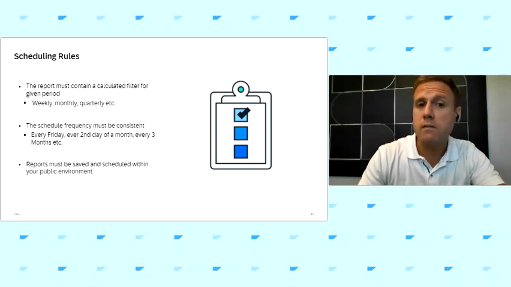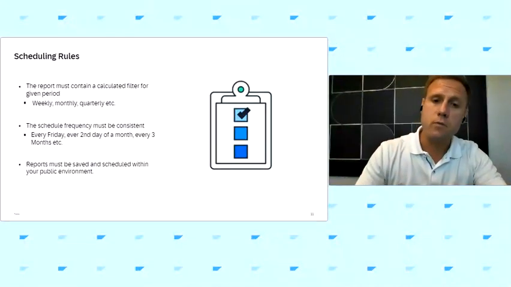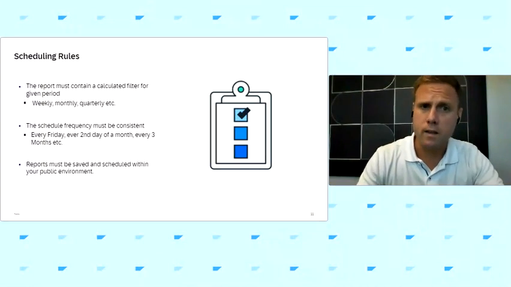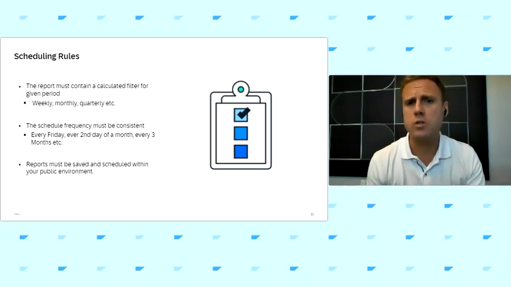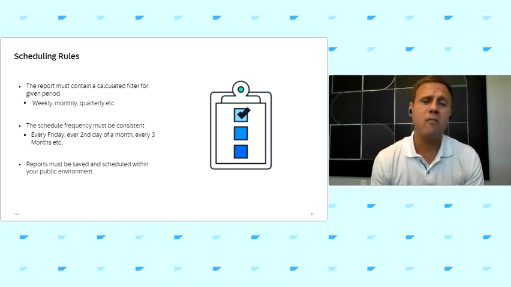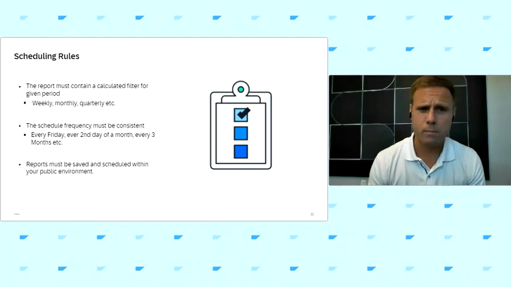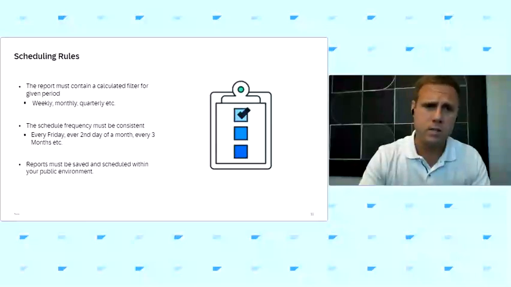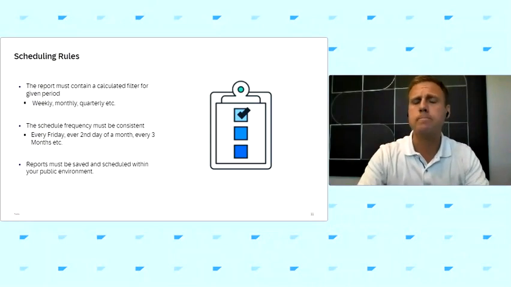Also, reports must be saved and scheduled within your public environment. Make sure if you're saving these reports into My Folders that if you want to save a second copy, you save that in your public environment so you can get a better understanding of where all the reports are. And lastly, if you have a favorite standard report you want to schedule, you have to move that over to your public environment, to your company's folder. That's simply a copy and paste into another folder, but you cannot schedule a standard report within your environment. You have to move that over to your public environment.